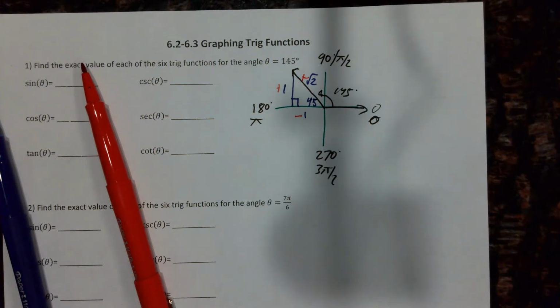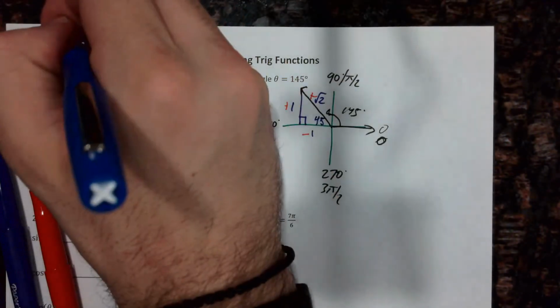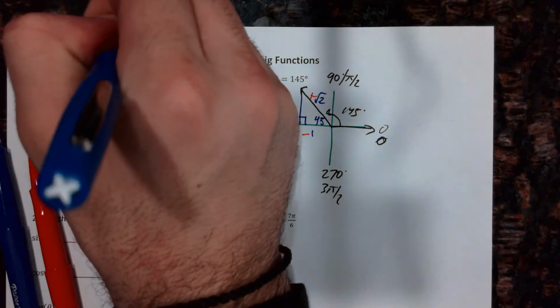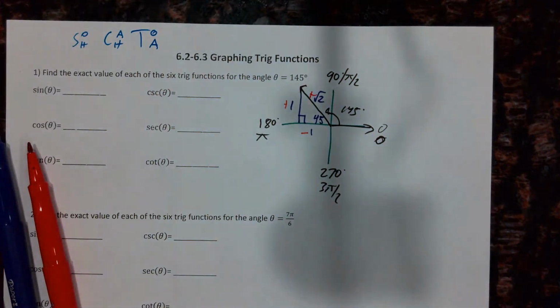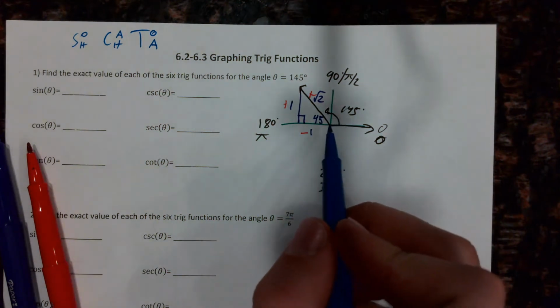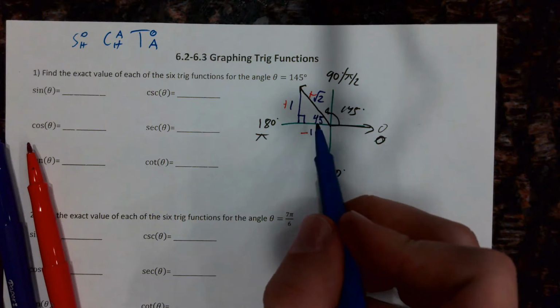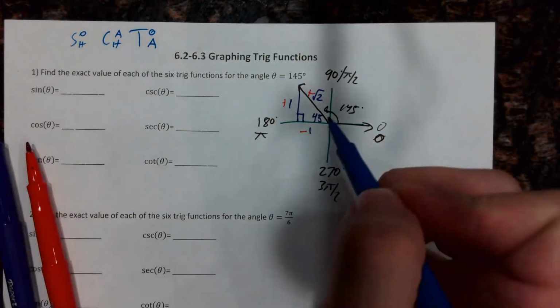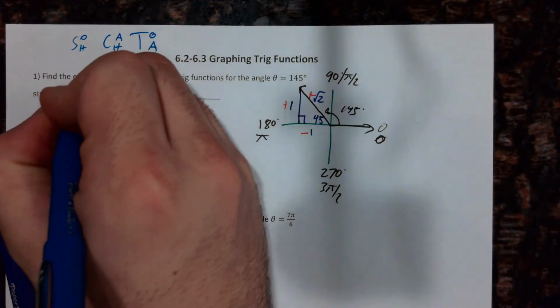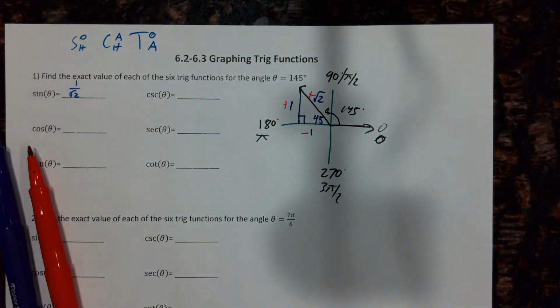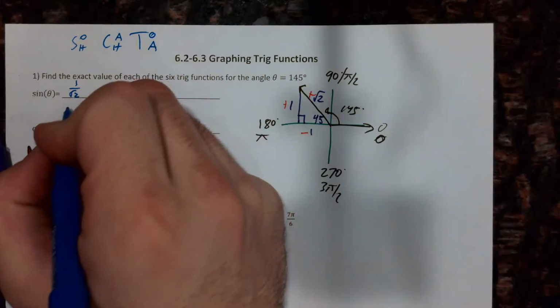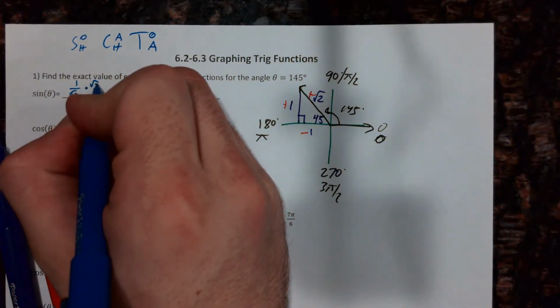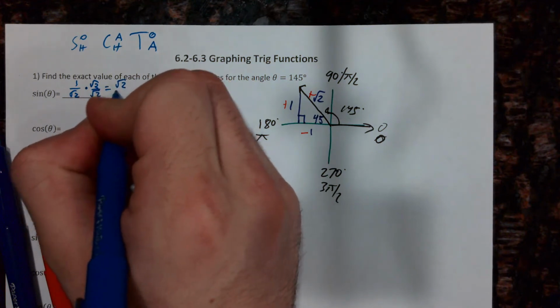And now I need to use my trig ratios. That's where our SOHCAHTOA comes in. I'm going to write it up here on top, just so we have it for reference. SOHCAHTOA. When I want to do sine of 145, I don't know what that is, but it is going to be the same thing as sine of this 45-degree triangle in this quadrant. Sine is opposite over hypotenuse, so 1 over root 2. Now I don't like to leave it as 1 over root 2. I want it simplified so there's no radicals in the denominator. So I'm going to multiply by root 2 over root 2, and this becomes root 2 over 2.